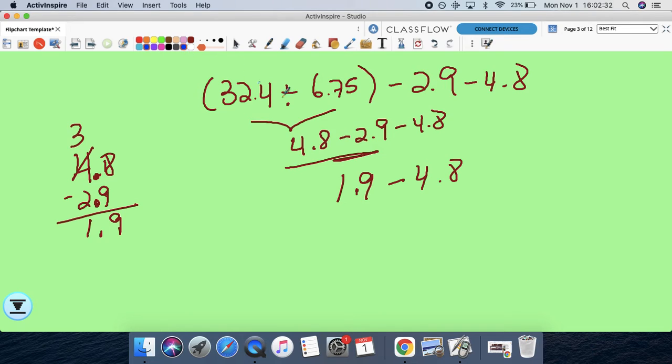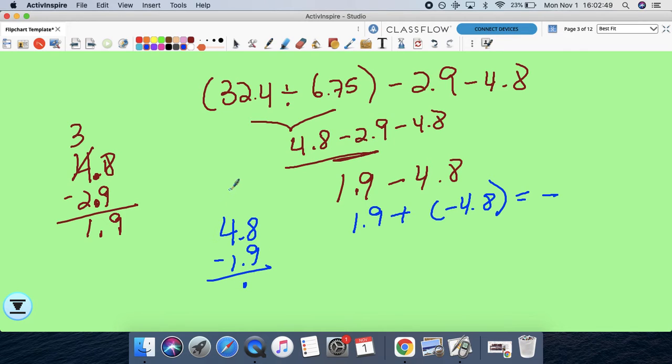This one you might change to an addition. 1.9 plus negative 4.8. Are they friends? No, they're not friends. Is my answer positive or negative? Negative. Well, let's see what the answer is. So I'm going to do 4.8 minus 1.9. Decimal comes down. 18 minus 9 is 9. 3 minus 1 is 2. So the answer is negative 2.9.